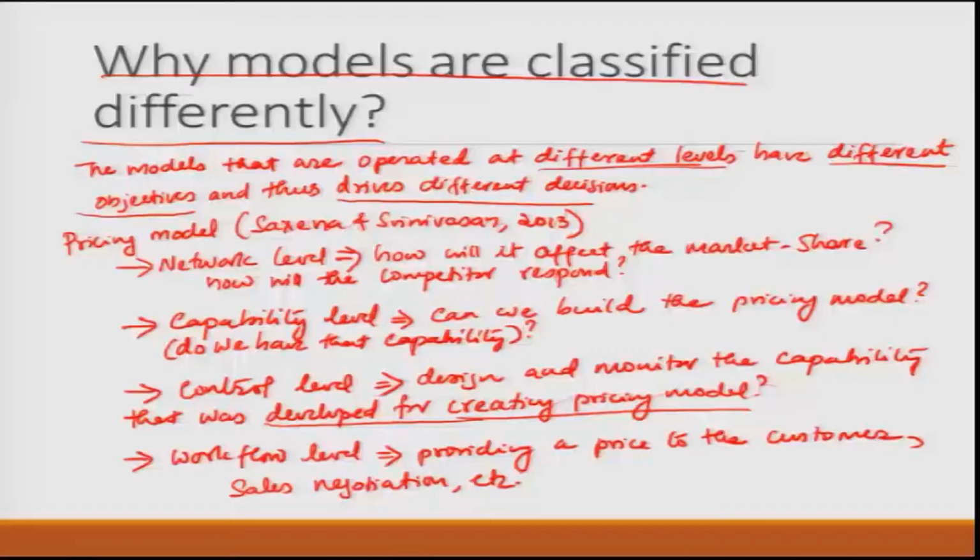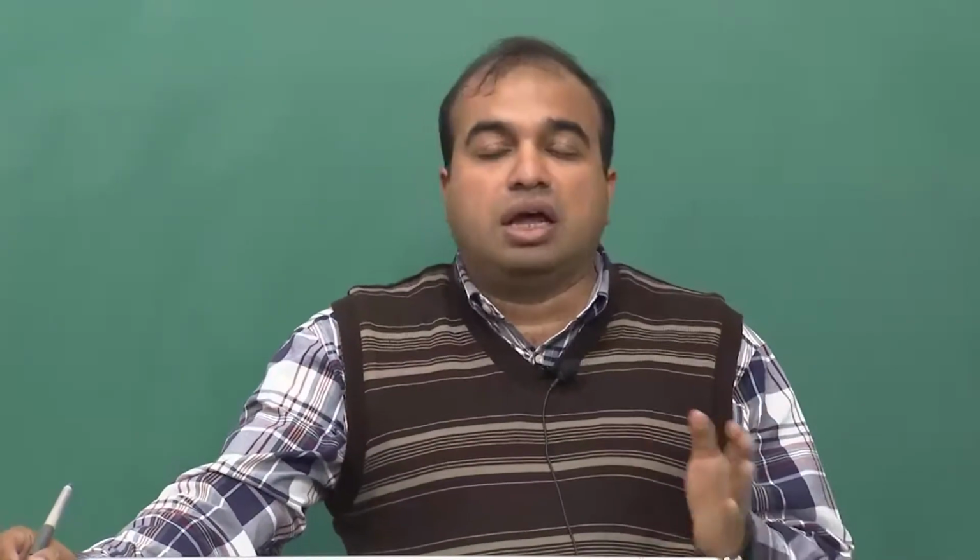So, the workflow level will be more about dealing with the customer on a day to day basis, whereas the control level is about monitoring that pricing model. The capability level is the question of whether we want to build a capability or not. And at the network level or the strategic level, what we are talking about is how changing the pricing is going to change the market share of the company. So, the same question of pricing at different levels will have different objectives. That is why models are classified differently, and because different layers have different objectives, the associated analytics are also different.